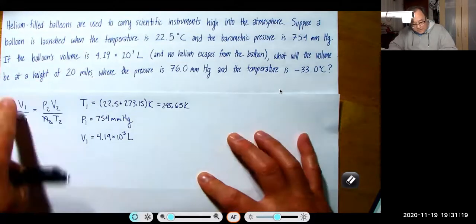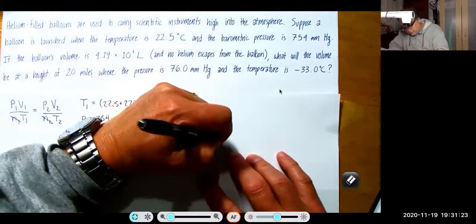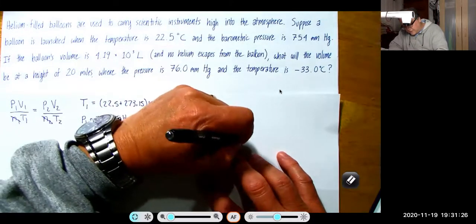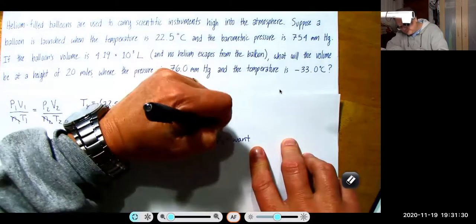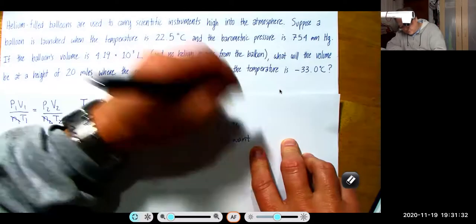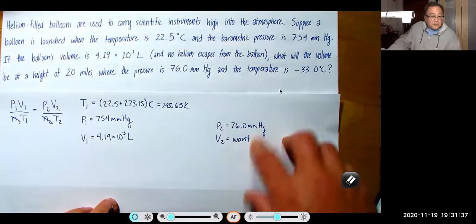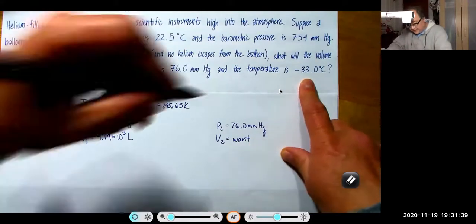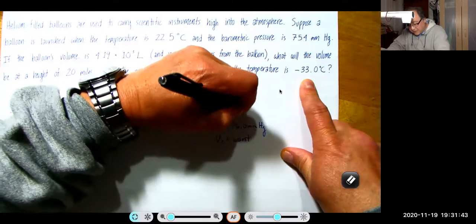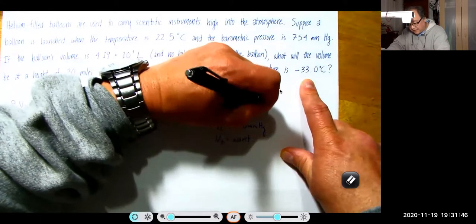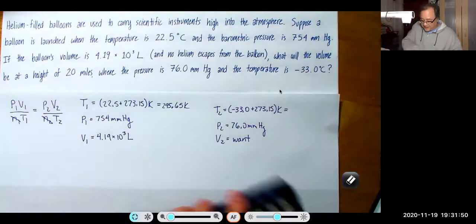What will the volume be at a height of 20 miles? So I'm going to put V2, this is what we want, where the pressure, P2, is 76.0 millimeters of mercury. And the temperature is minus 33. So T2 is negative 33.0 plus 273.15 K. Let's add those together.